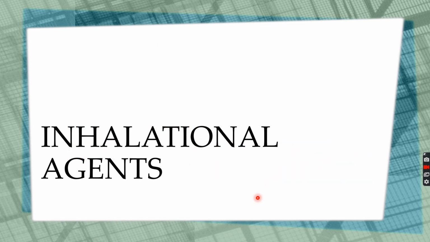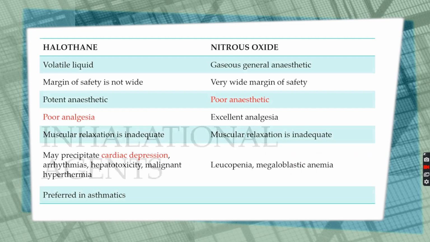So moving on to the first group, the inhalational agents. The two most important drugs, or the prototype drugs in inhalational agents, are halothane and nitrous oxide. As we saw, halothane is a volatile liquid, whereas nitrous oxide is a gaseous general anesthetic. Now the advantage of nitrous oxide is it has a very wide margin of safety. So it is considered a very safe general anesthetic.